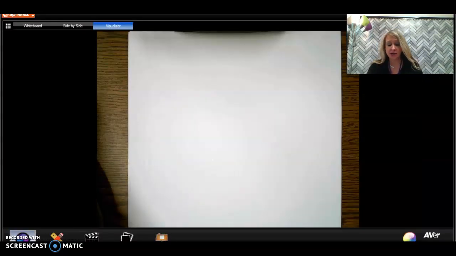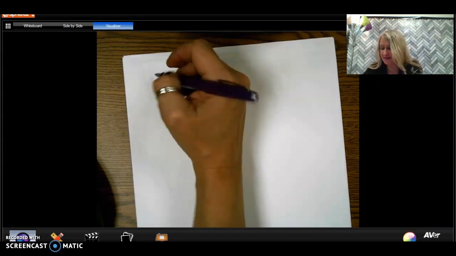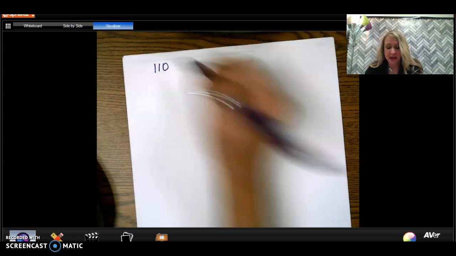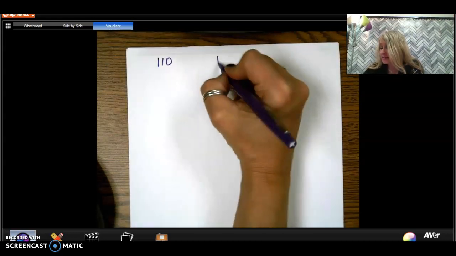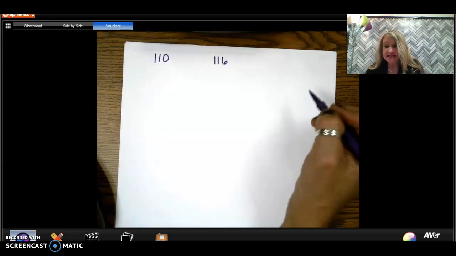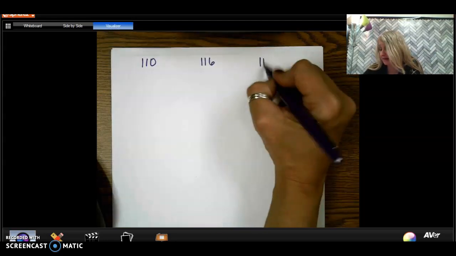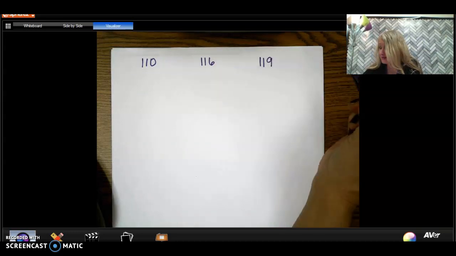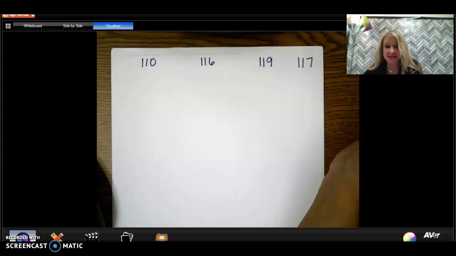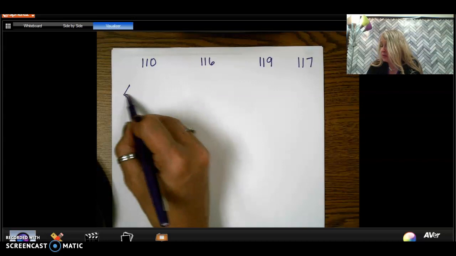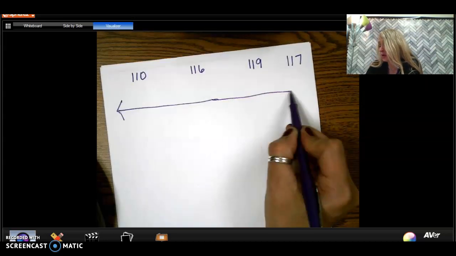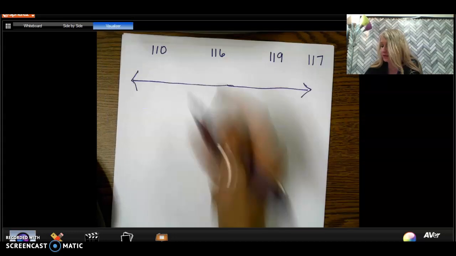Juan has 110 cupcakes. That's a lot of cupcakes, my favorite. Misael has 116. Xander has 119 cupcakes. And Jesus has 117 cupcakes. Now, what order on the number line would these numbers come? Well, we are going to have to find out before we can put them on our number line. Okay, so we have 4 numbers.